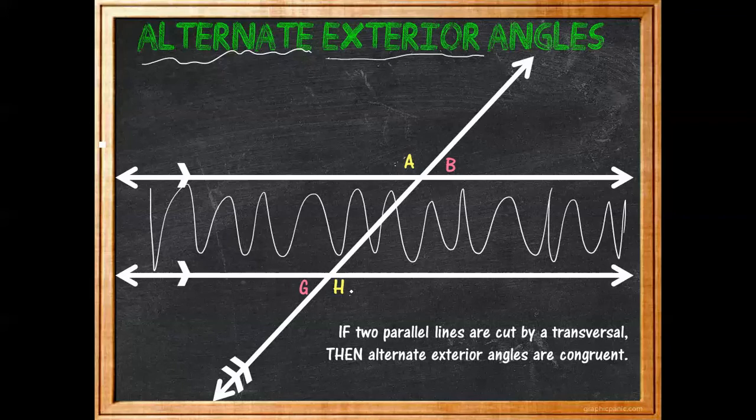So A and H are congruent or the same. B and G are also on the opposite sides, alternate, and on the outside, on the exterior. So B and G are congruent.